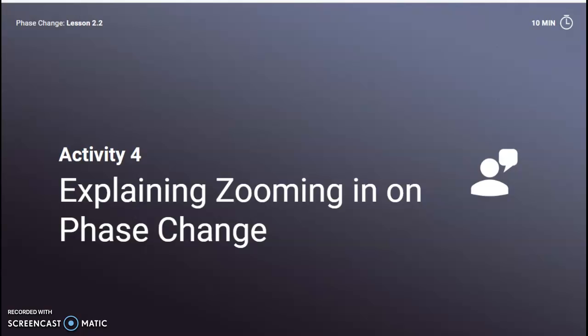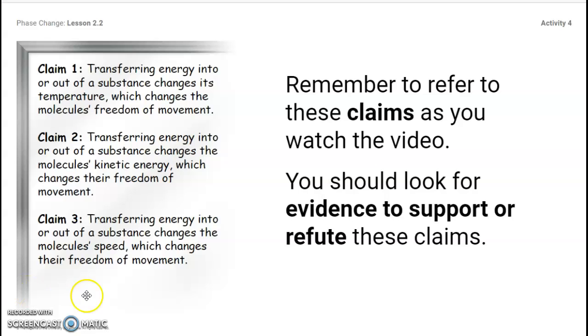So in activity 4, you're going to explain zooming in on a phase change. I'm going to explain how zooming in on a phase change can help you learn a little bit more. So remember to refer back to these claims as you watch the video. Remember, we're focusing on temperature, whether it's changing the freedom of the movement, the kinetic energy, or the molecule's speed. You want to either support or refute these claims.